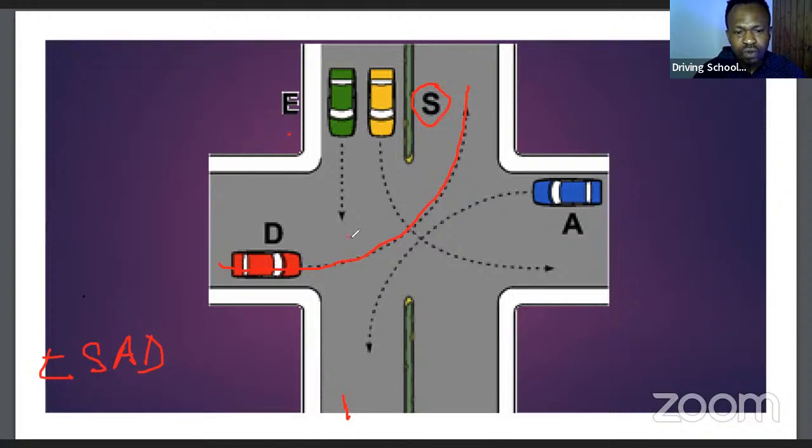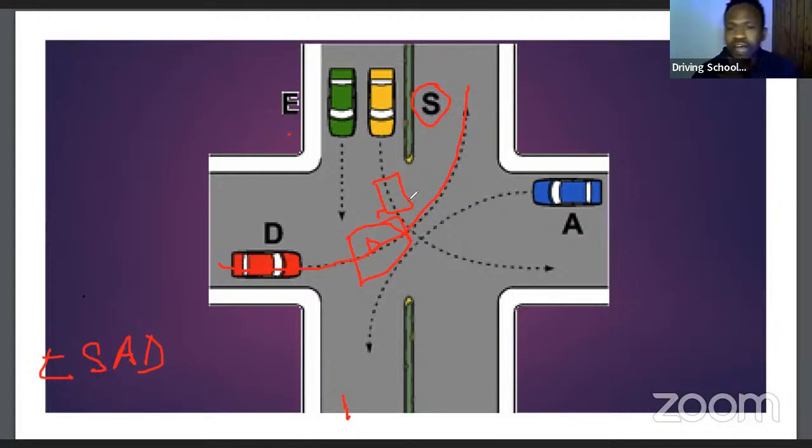Now, as vehicle D intersects with vehicle S, you can see that the intersection between vehicle D and vehicle S happens at the left hand of vehicle D. You understand? So vehicle S is intersecting vehicle D at the left hand of vehicle D. And remember, the general rule said, give right of way to vehicles that are coming from your right. So vehicle S is having vehicle D at its right hand, which means vehicle D is occupying the right hand of vehicle S.